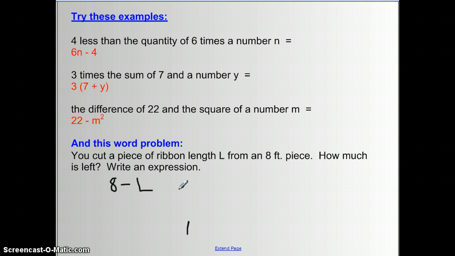Okay? Whenever it says from a certain size piece, that is your initial length. So you want to start with that as your first number. And because you're cutting things off, that becomes subtraction. So it's going to be 8 minus L.